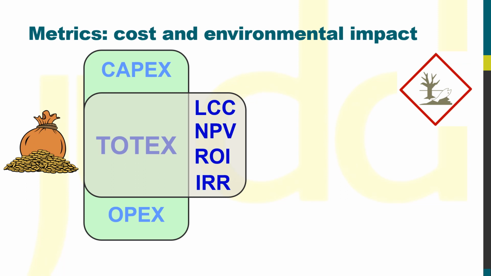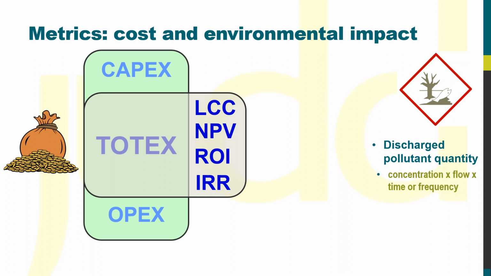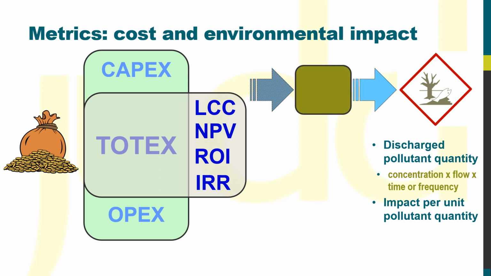Environmental impact is determined by the amount of pollutant discharge, given by the concentration times flow times time or frequency of the emission, and the impact per unit pollutant quantity. And this applies whether the discharge is to land, water, or to the atmosphere, and whether it derives from the treated water or waste streams. Quantifying environmental impact is actually rather complex and perhaps a rather contentious exercise.